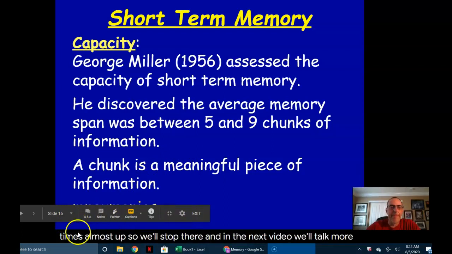If I can just find the turn off key here.